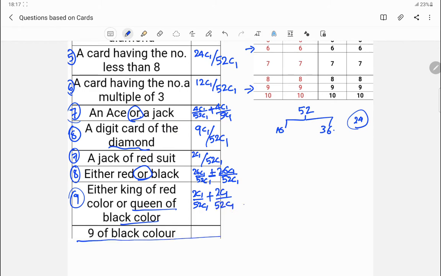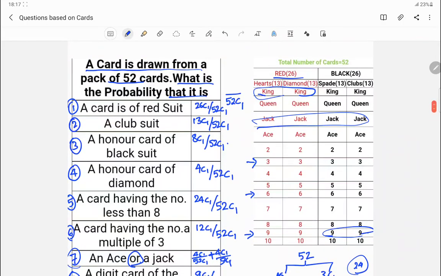Now the last question. What is the probability that we have a 9 as the digit on that card and it is of black color? So there are 2 such cards, so it will be 2c1 divided by 52c1. So this is the way to solve these questions.